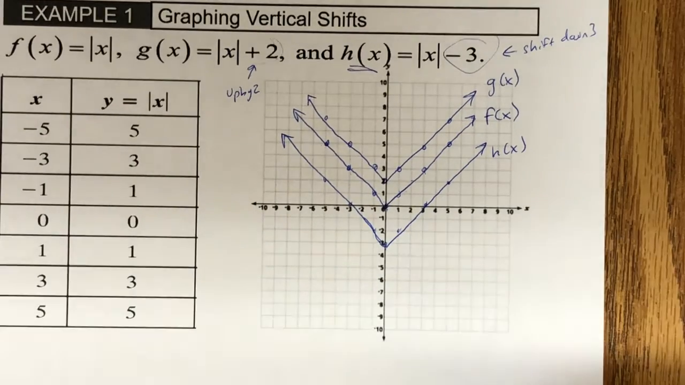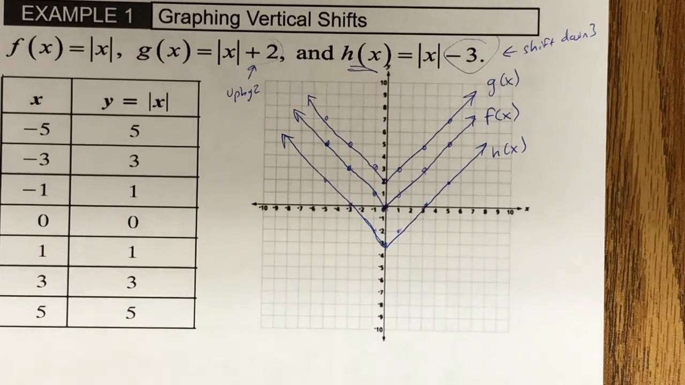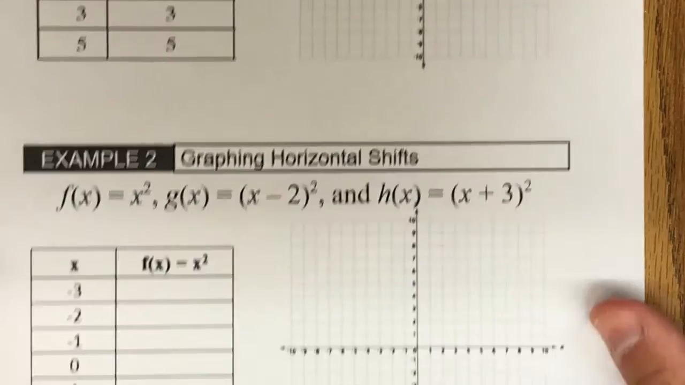So vertical shifts, you just take the parent function, add or subtract whatever values those are. It does require you to have knowledge and be able to graph the parent function, of course. Okay.